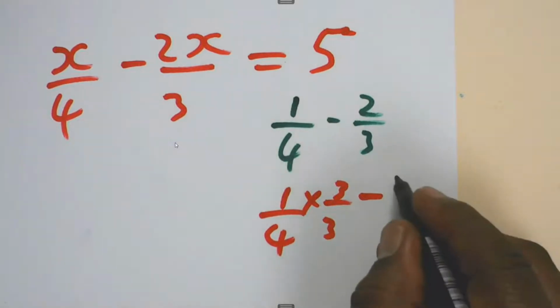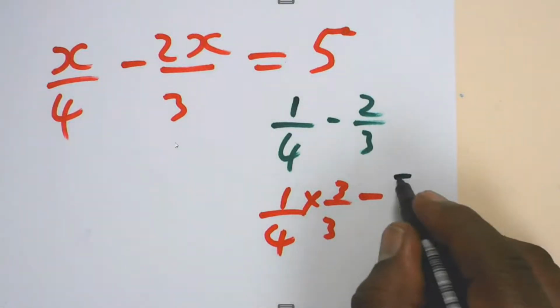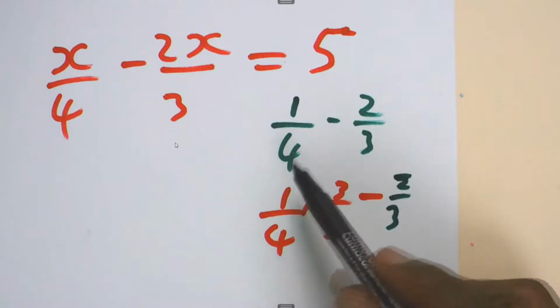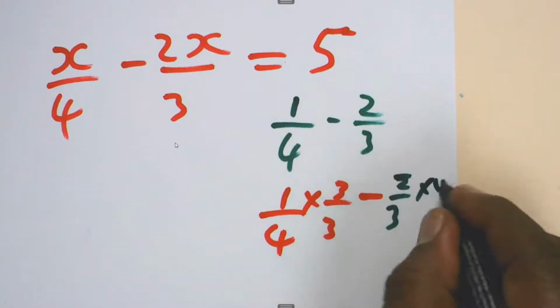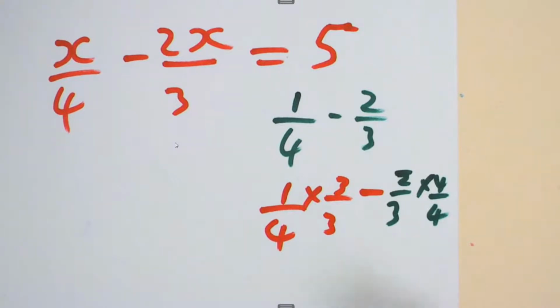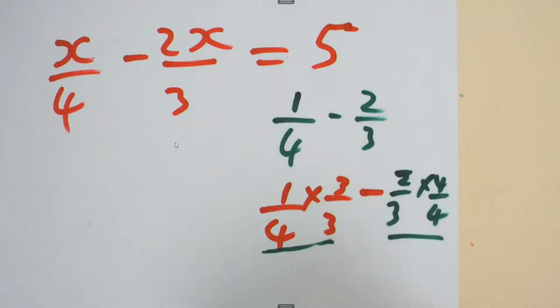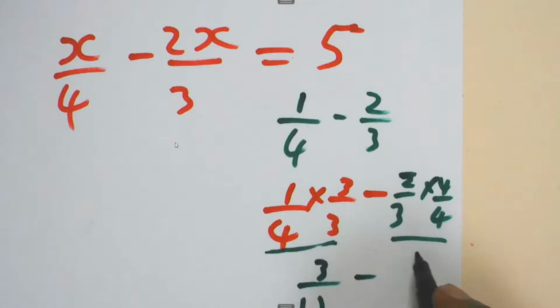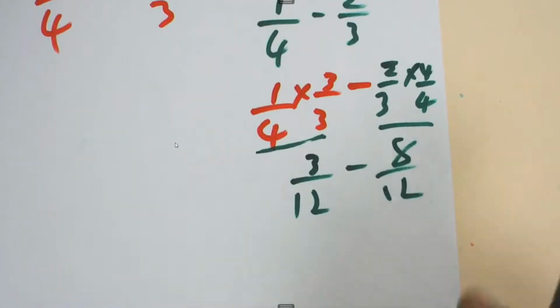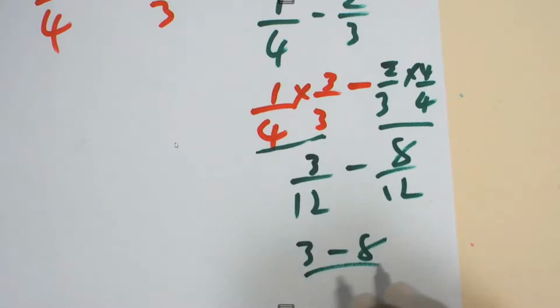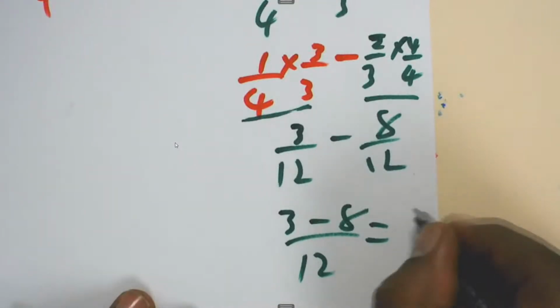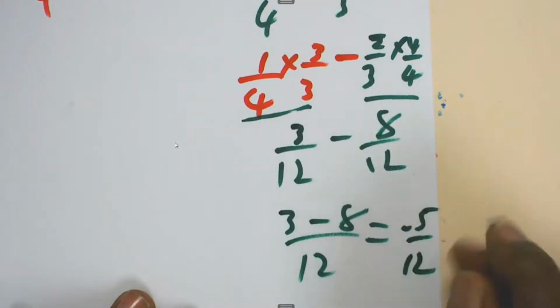Same thing here, minus 2 over 3 multiplied by that denominator, which is 4 over 4. Because you want this to be common. Or you can just say your LCD or LCM is 12. Therefore, 1 by 3 is 3 over 12 minus 8 over 12. So they've got a common base. We can say 3 minus 8 over 12, which is going to give you minus 5 over 12.